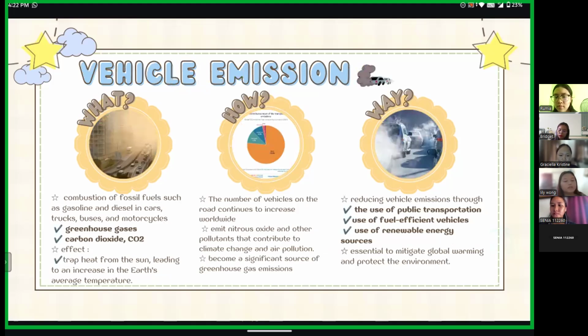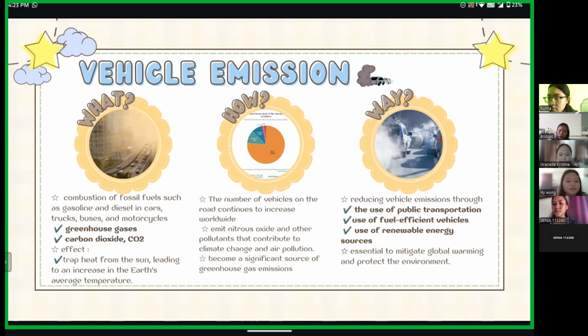We will continue to the fifth point, which is vehicle emission. The combustion of fossil fuels such as gasoline and diesel in cars, trucks, buses, and motorcycles releases large amounts of greenhouse gases, particularly carbon dioxide, into the atmosphere. Due to these gas releases, it will trap the heat from the sun, and it will lead to an increase in the Earth's average temperature.